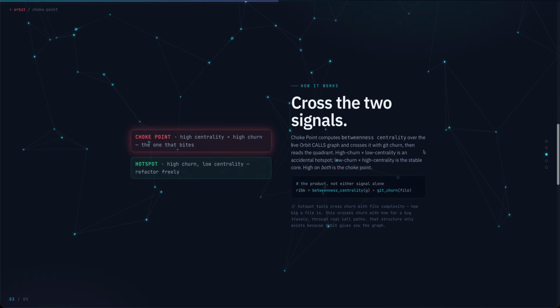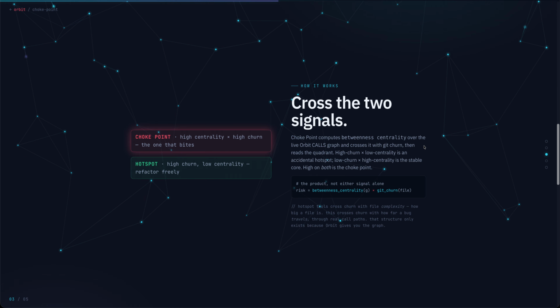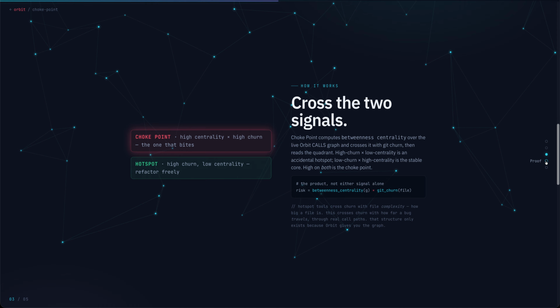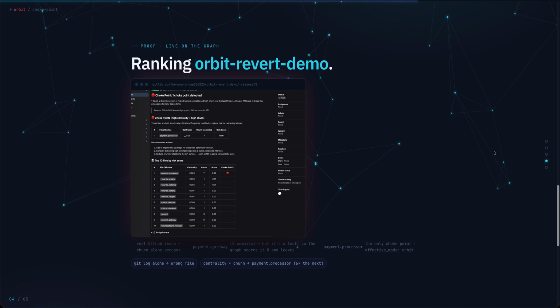Chokepoint solves this by crossing the two signals. It computes true betweenness centrality over the live Orbit call graph and multiplies it by the git churn. It reads the quadrant to find the product of both the signals. While other tools cross churn with how many lines of code a file has, the volume of code, Chokepoint crosses churn with the true graph blast radius.